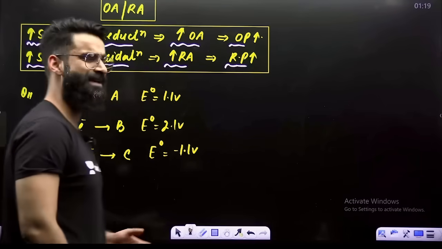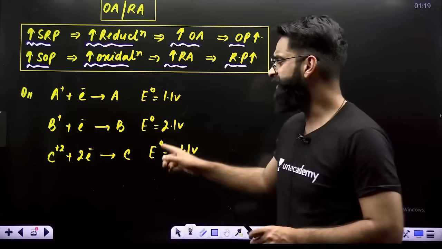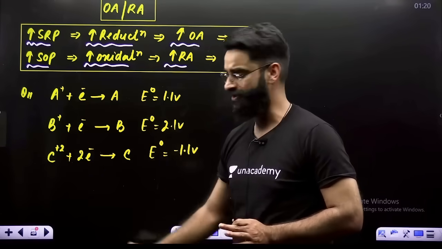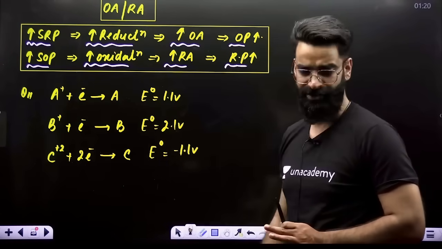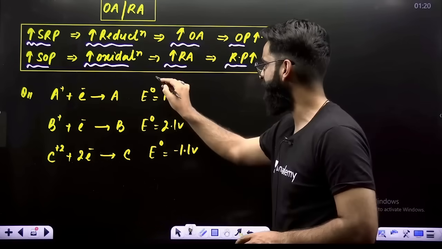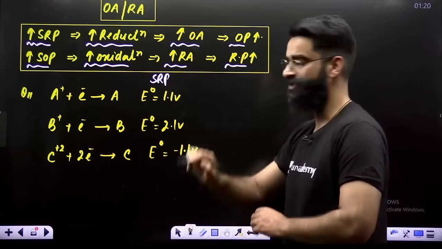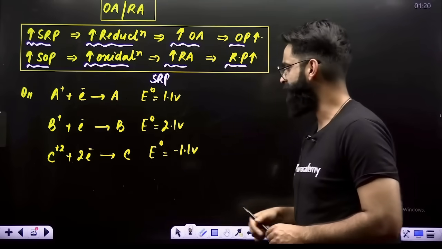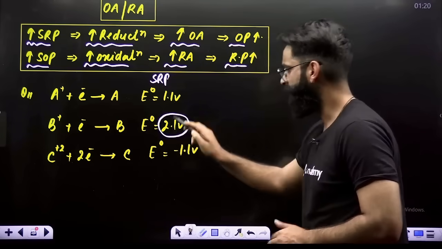For example, these are the reactions which are given to me. In the first reaction, A positive is undergoing reduction. B positive is undergoing reduction. C di positive is undergoing reduction because everywhere gain of electrons is happening, right? So what are these values exactly? These are the standard reduction potentials. Perfect. Now, my dear students, which value is maximum among the three? This is the maximum value, right?